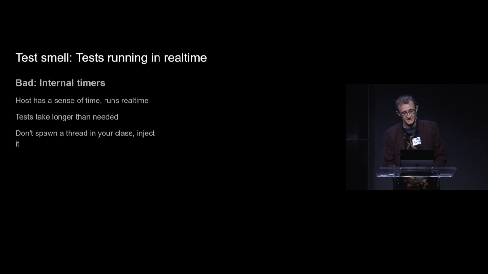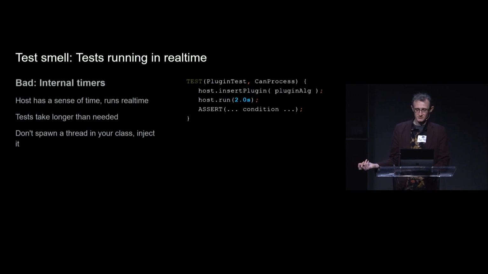So one more test smell, tests running in real time. Anything like internal timers, this sucks because it's a variation of bare sleep. We're just having a test that's saying we need to run for 2 seconds. I don't know why, but I've seen it in code bases. You might have too. This means this test takes 2 seconds to run. It shouldn't. We should be able to run our tests faster than real time.